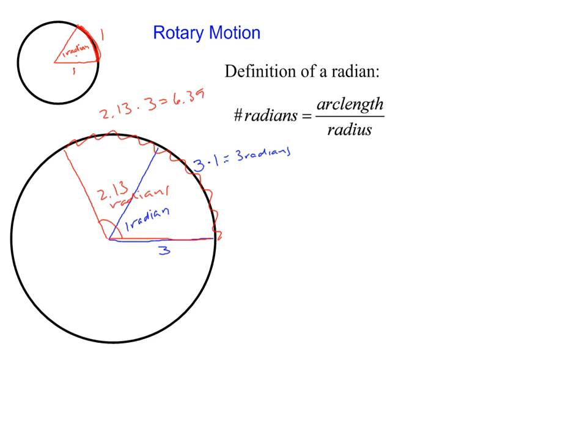So in general, to figure out the arc length, I could say the arc length is radius times radians. Now, this only works if the angle is in radians. It doesn't make any sense to say the arc length is the radius times the angle in degrees. This is all really hinged on the definition of radians.